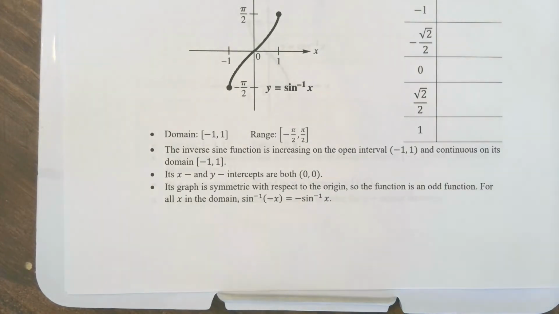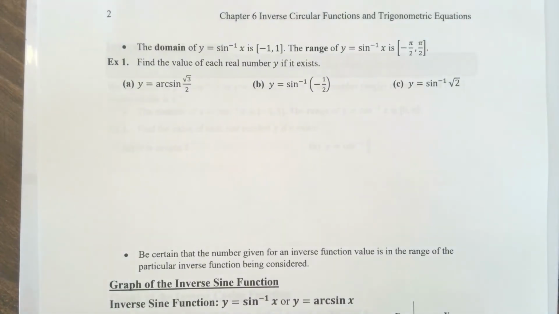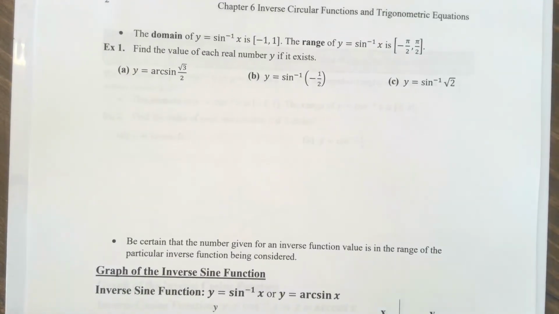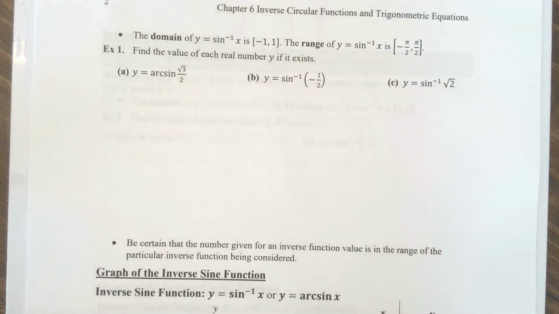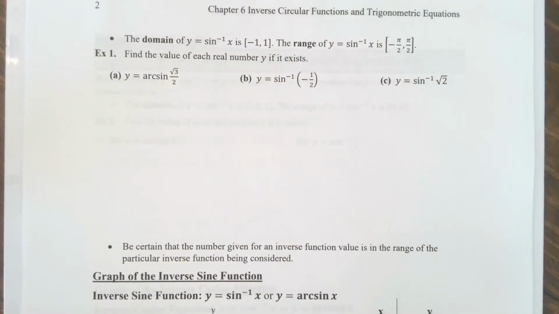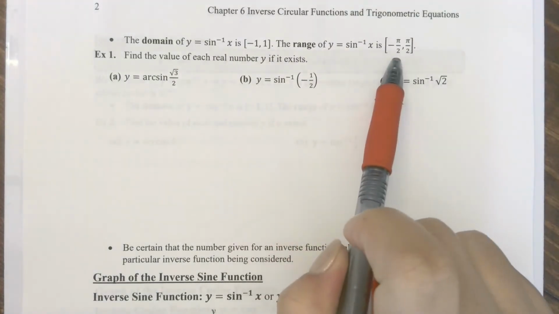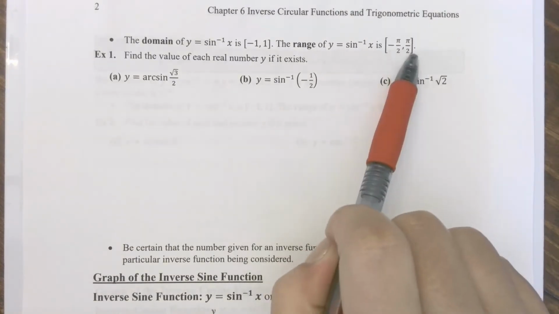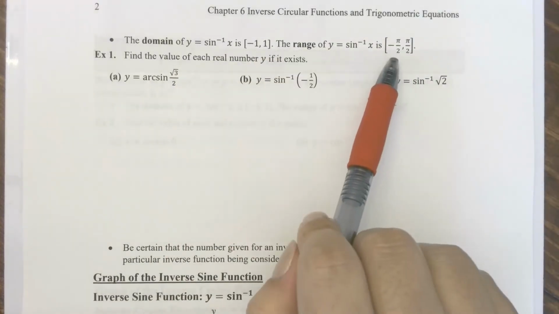The domain of y equals sine inverse x is negative 1 to 1. Remember, the domain and range swap from your function, and this comes from the range of our sine function, which is negative 1 to 1. So that is the domain of the inverse function. The range of our inverse sine function is negative pi over 2 to pi over 2, because this is what we restricted the domain of our sine function to be. When we swap domain and range from our sine function, our range is now negative pi over 2 to pi over 2.